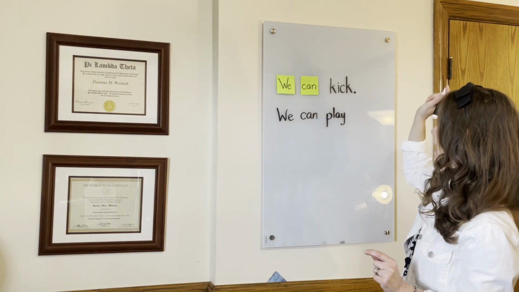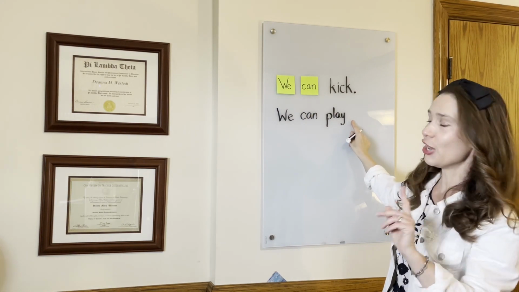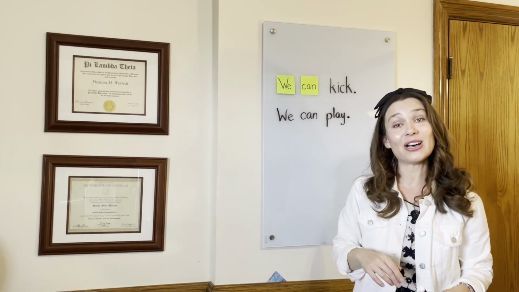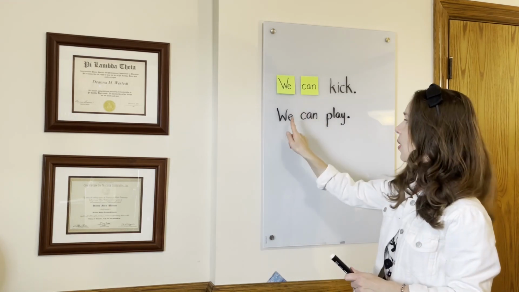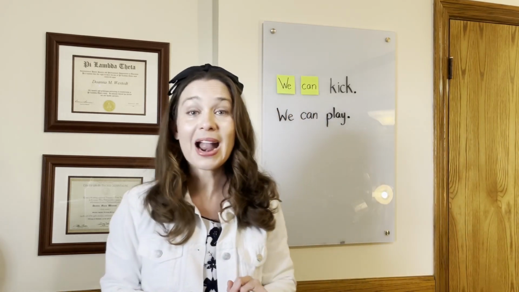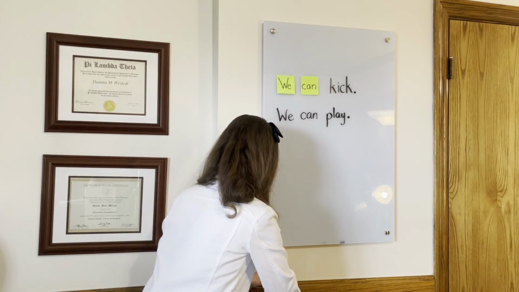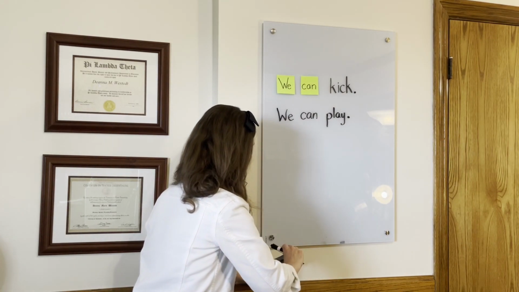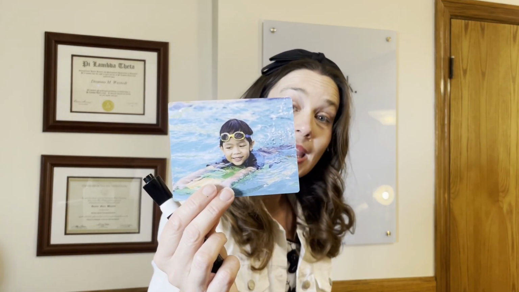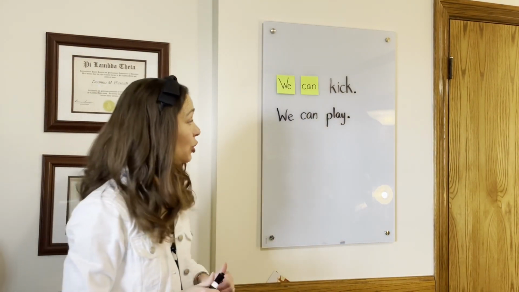We can play. What do I put at the end of my sentence? If you said period, you are correct. We put the period at the end of the sentence because it tells us to stop. We can play. All right, let's pick one more action word, one more verb. Verb, verb, action word. Let's see what we can do. We can swim. Very good. Swimming is something we can learn to do.